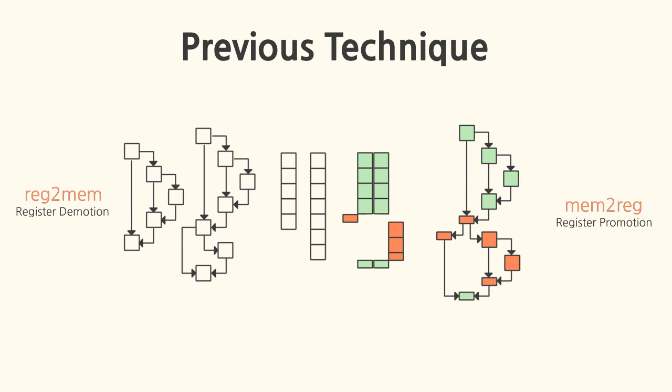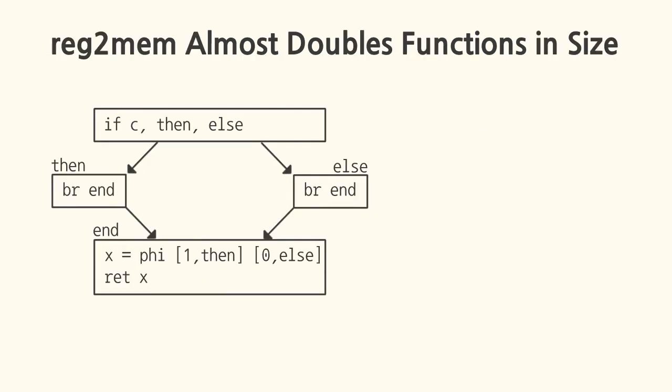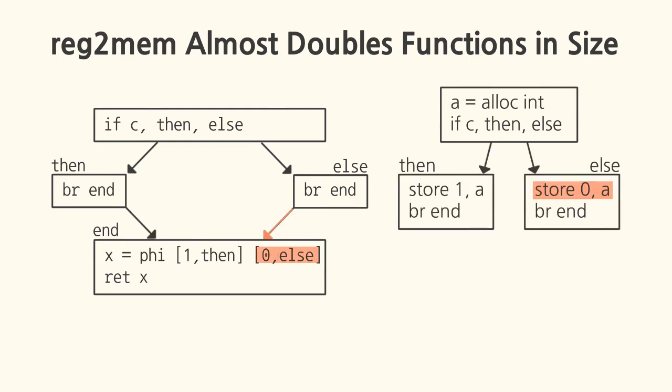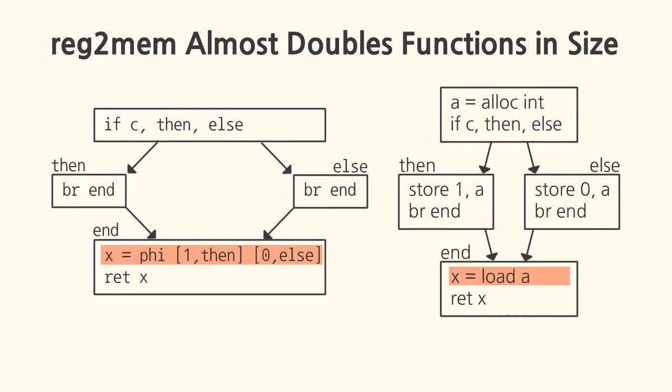Our proposed approach solves this limitation by fully handling the SSA form and its phi nodes. The most obvious negative impact from register demotion is code size increase. Every phi node is replaced by 4 or more memory operations. To remove the phi node in this example, first we need to allocate some memory, then each incoming edge of the phi node will essentially become a store instruction. Finally, we need to load the value from memory in the place where we had a phi node.